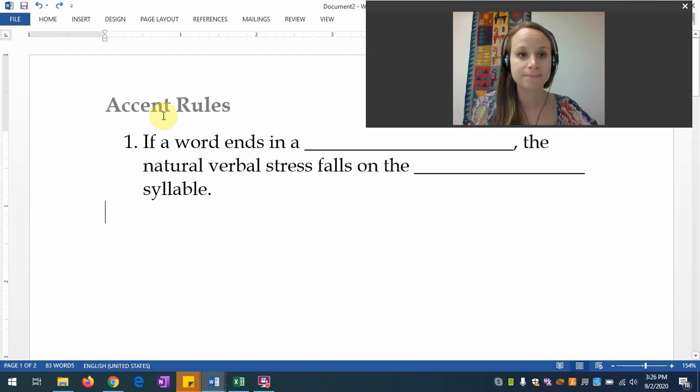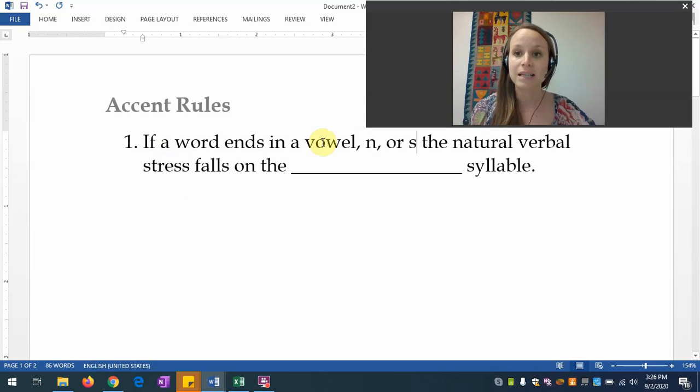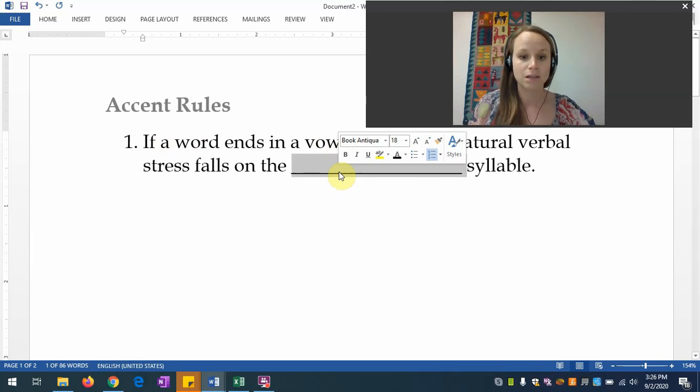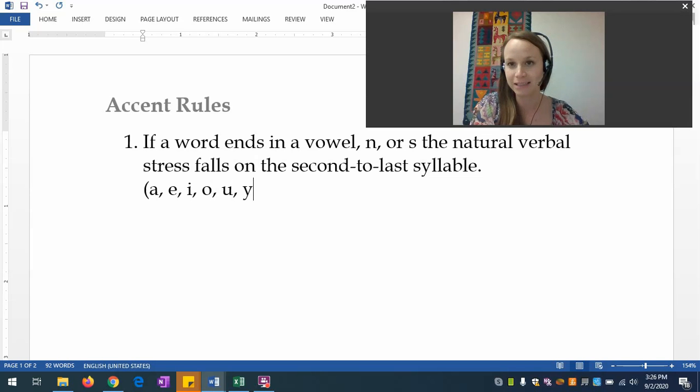So we'll start with rule 1, which is if a word ends in a vowel, N, or S, the natural verbal stress falls on the second to last syllable. This applies to any words ending in the 5 Spanish vowels: A, E, I, O, U, Y, sometimes a vowel in English and Spanish, and then N and S, all words ending in those. That covers most words in the Spanish language.